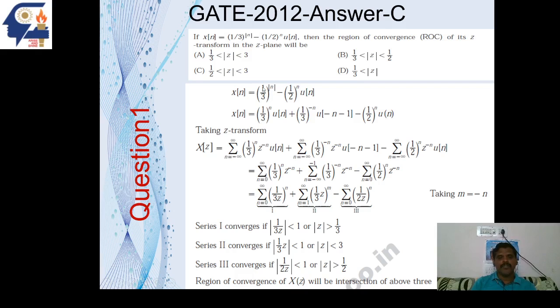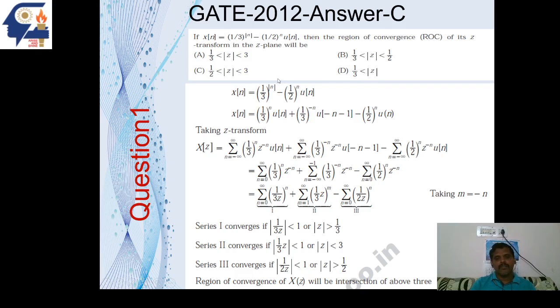When n is positive, mod n is plus n. When n is negative, mod n equal to minus n. That's the same concept I applied here. Mod n equal to n when n is positive. N is positive means n equal to 0 to infinity. When n is positive, mod n equal to n. That is the same concept.